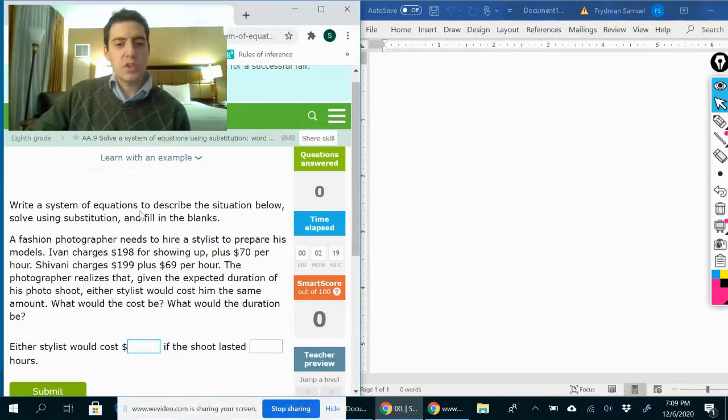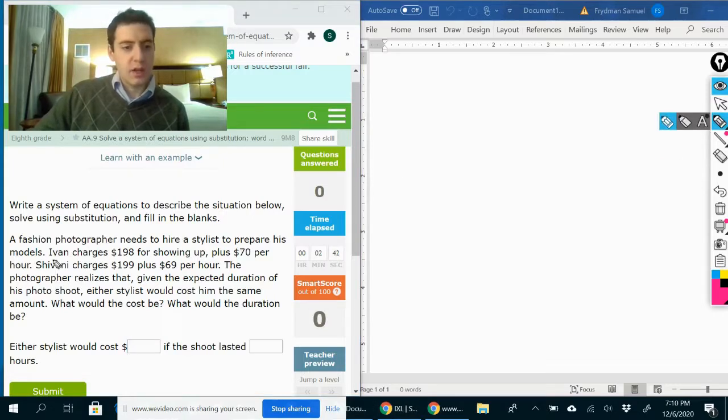Write a system of equations to describe the situation below, solve using substitution, and fill in the blanks. That's these blanks right over here. So here's the problem. A fashion photographer needs to hire a stylist to prepare his models. Ivan charges $198 for showing up, plus $70 per hour. Okay, so I'm going to pause right there and just underline this.